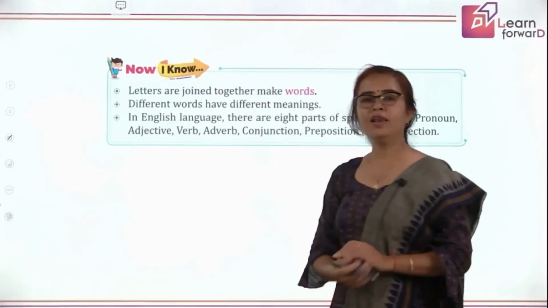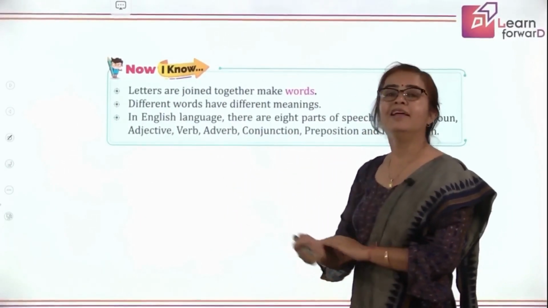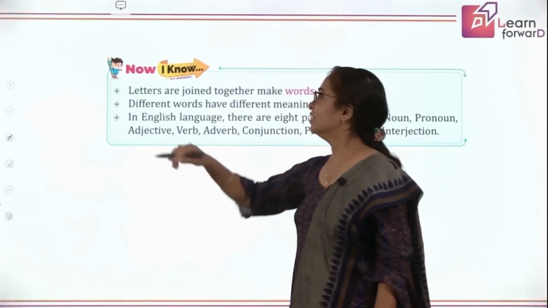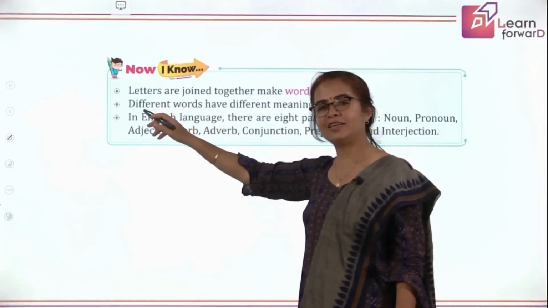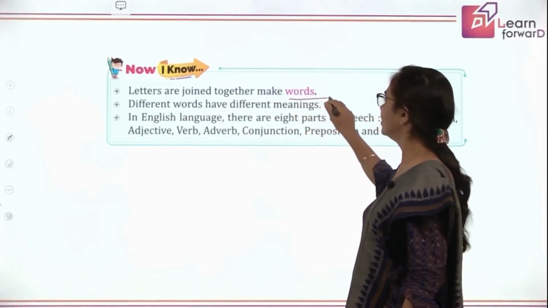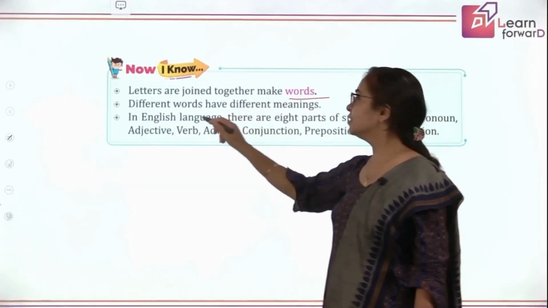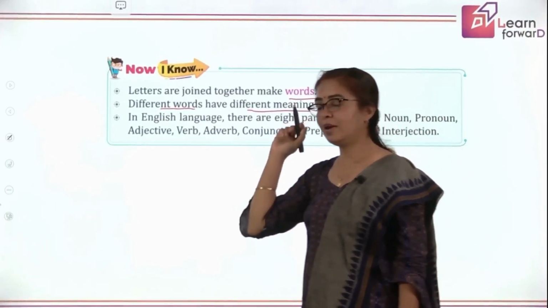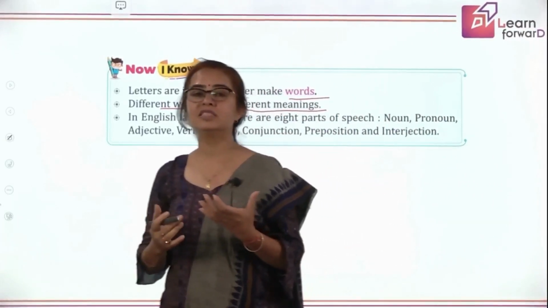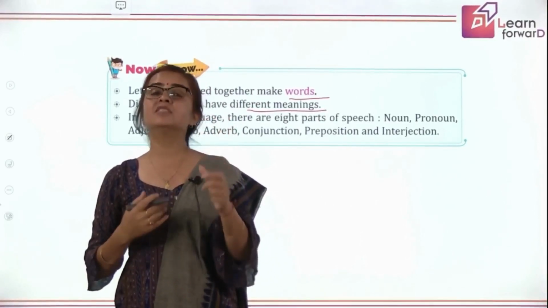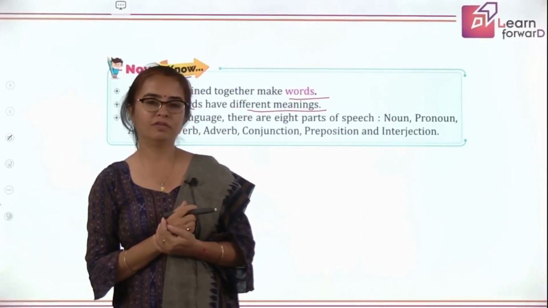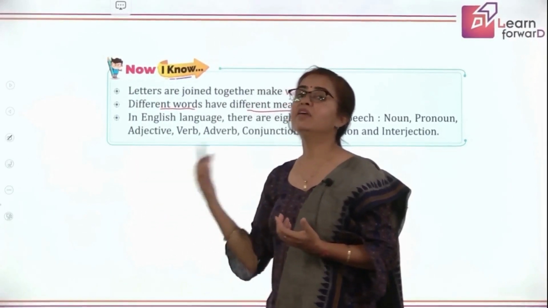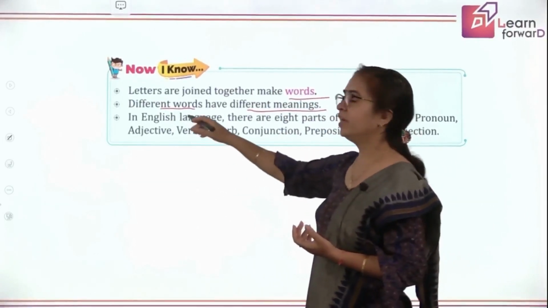So let's recall what we have learned today. Letters, yes, they are the bricks of the English language. So letters are joined together to make the words. And different words have different meanings. Do you remember? I have told you some words wherein the same word has more than one meaning also, right? So one word can have more than one meaning also, and different words have different meanings.